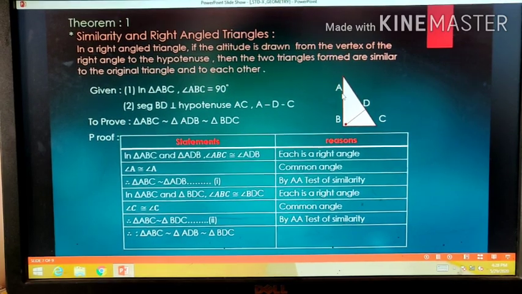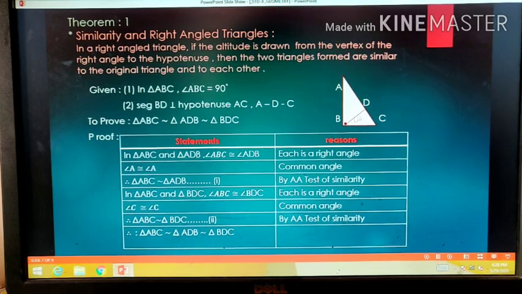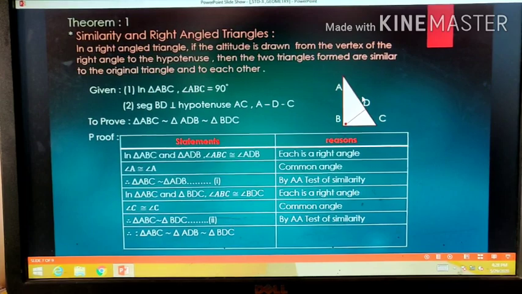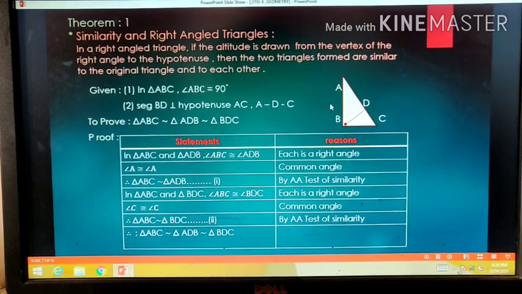Let's prove this. In triangle ABC, angle B is 90 degree. BD is the perpendicular drawn from the opposite vertex to the hypotenuse, and point D lies between A and C. This is the given part.